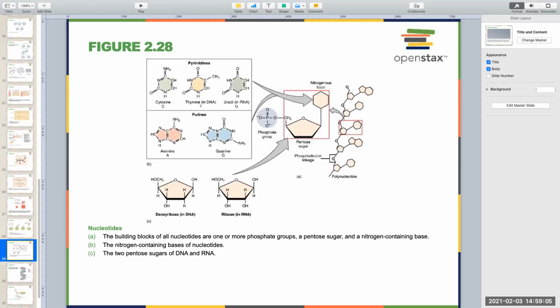Okay, and now we will talk about our last group of macromolecules, which are our nucleic acids. So nucleic acids are either going to be DNA or RNA. DNA stands for deoxyribonucleic acid. RNA stands for ribonucleic acid.